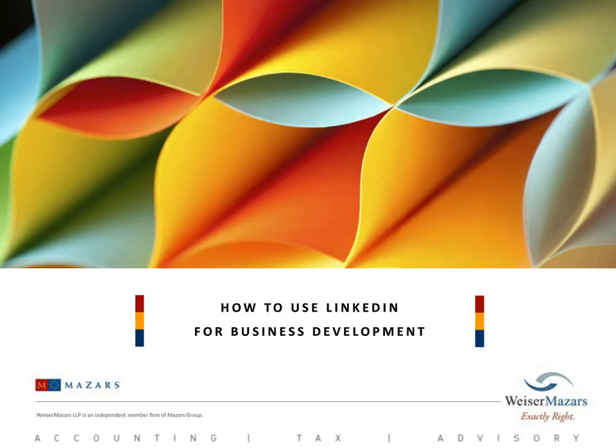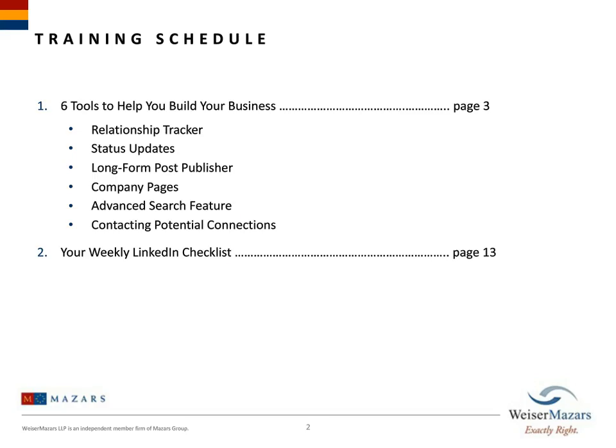Now, this is the agenda for today's presentation. We are going to go through 6 tools to help you build your business. These are 6 features that LinkedIn offers that will really help you build your personal brand and promote yourself as an individual, help you promote your company, help you promote a specific event or specific article you're trying to get more coverage on. All of these features will be very useful in that sense. And we're also going to spend a little bit of time talking about LinkedIn etiquette and the appropriate way for contacting potential connections so that we're not offending anyone right off the bat.